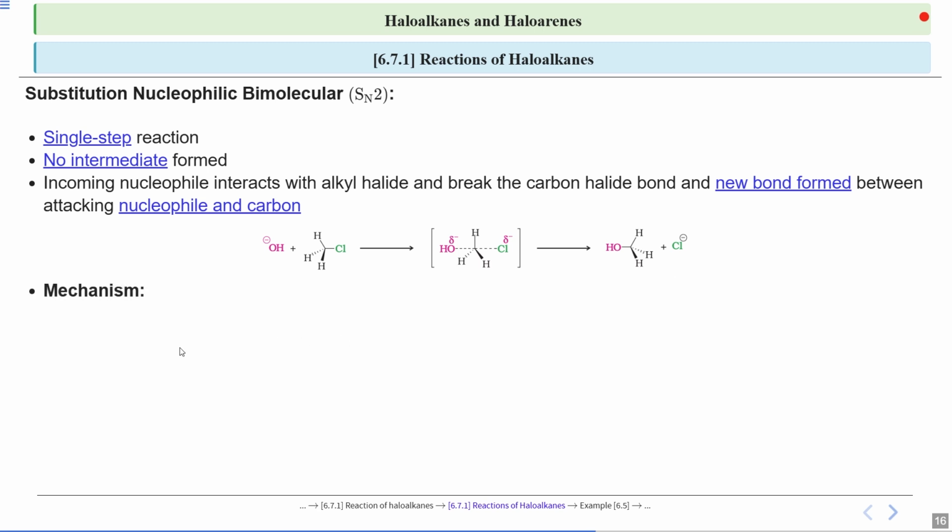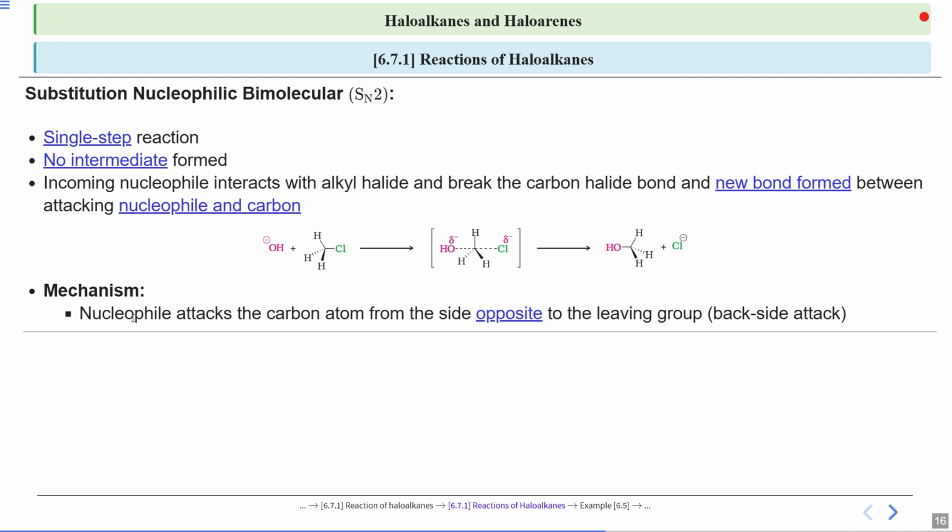So what is the mechanism of SN2? The nucleophile attacks the carbon atom from the side opposite to the leaving group. At the side where the leaving group is present, the nucleophile attacks from the opposite side. So the backside attack is happening in the mechanism of the SN2 reaction. The nucleophile attacks this carbon from the back side, opposite to the side at which the halide is already bonded with the carbon.